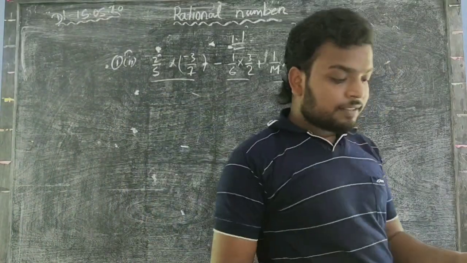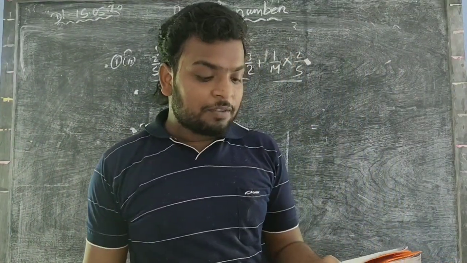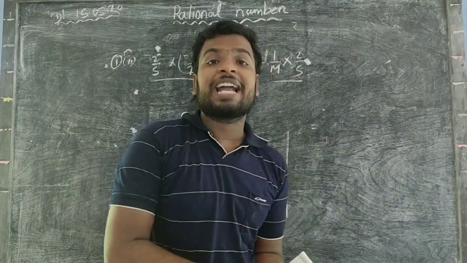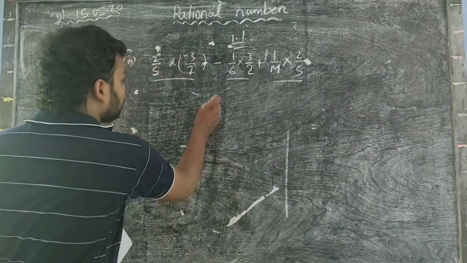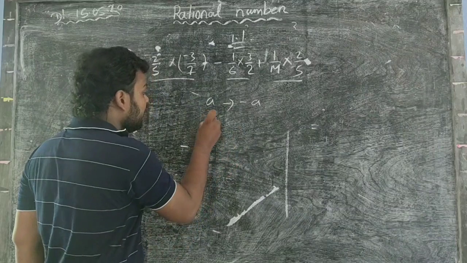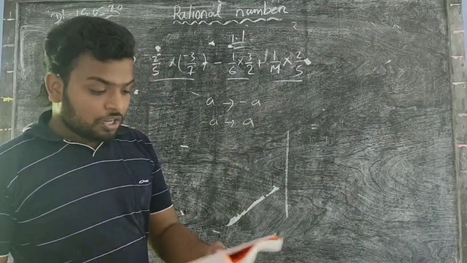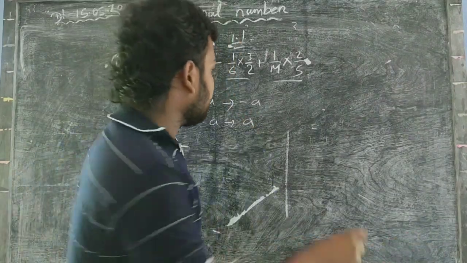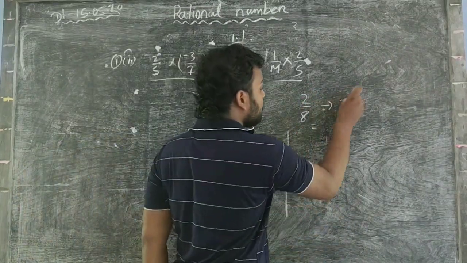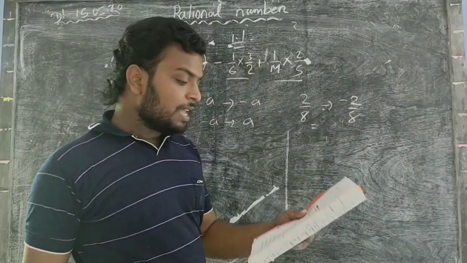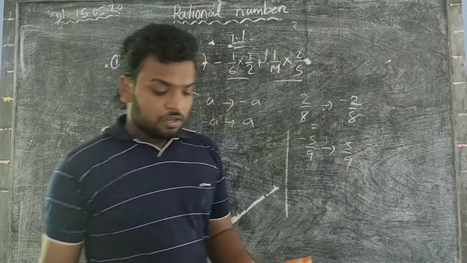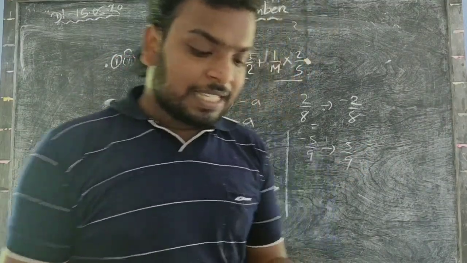The second question: write the additive inverse of each of the following. The second question is to write the additive inverse or negative of a number. That means if a is a number, then its negative number is minus a, or if a number is minus a, its negative is plus a. So for example, the first one is 2/8. So what is the negative or additive inverse of 2/8? It is equal to minus 2/8. Then minus 5/9, 5/9. Okay. So this is all for you. Then there is the third bit.